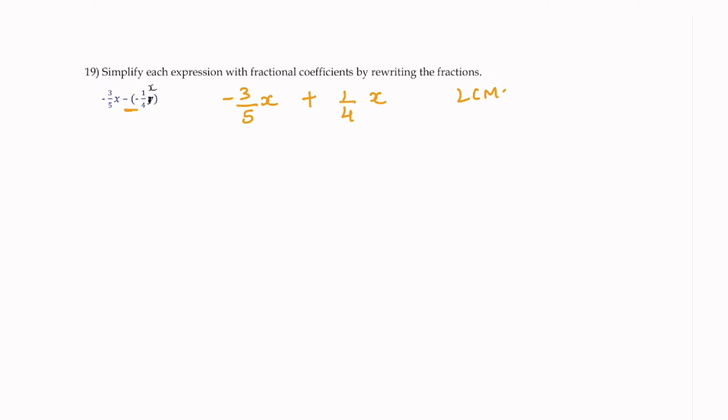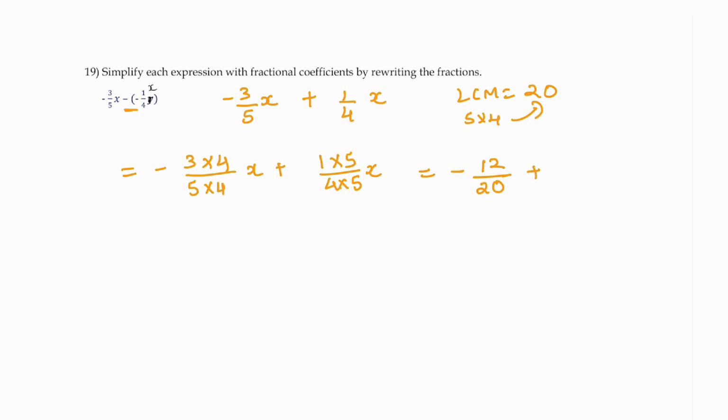So the LCM here is going to be 20. When we don't have anything in common, you simply multiply to get your LCM. So let's equalize our denominators. Minus 3 and 4, 5 and 4, x plus 1 and 5, 4 and 5, x, which is equal to minus 12 over 20 plus 5 over 20, and both with x. So that's basically minus 12 plus 5 over 20x, which is minus 7 over 20x.